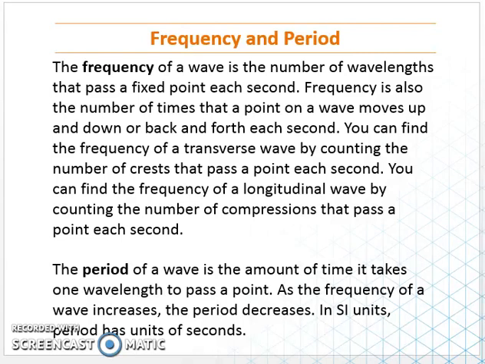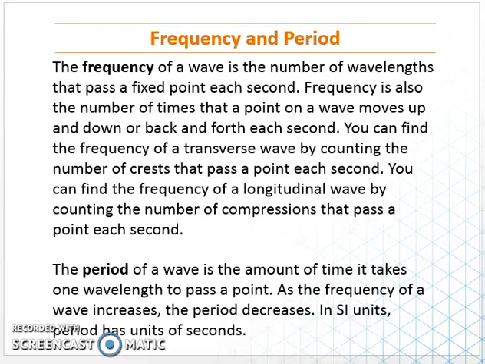The frequency of a wave is the number of wavelengths that pass a fixed point each second. Frequency is also the number of times that a point on a wave moves up and down or back and forth each second. You can find the frequency of a transverse wave by counting the number of crests that pass a point each second.